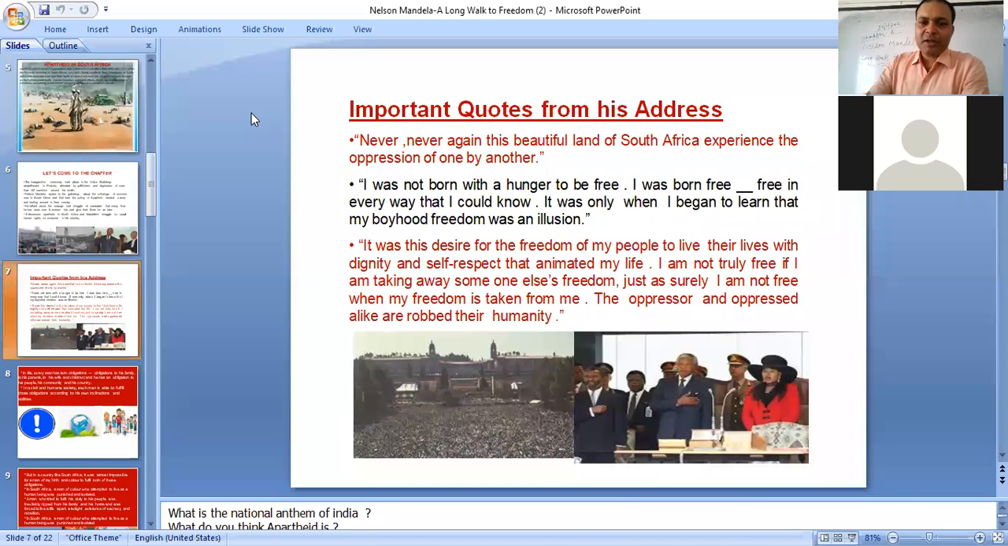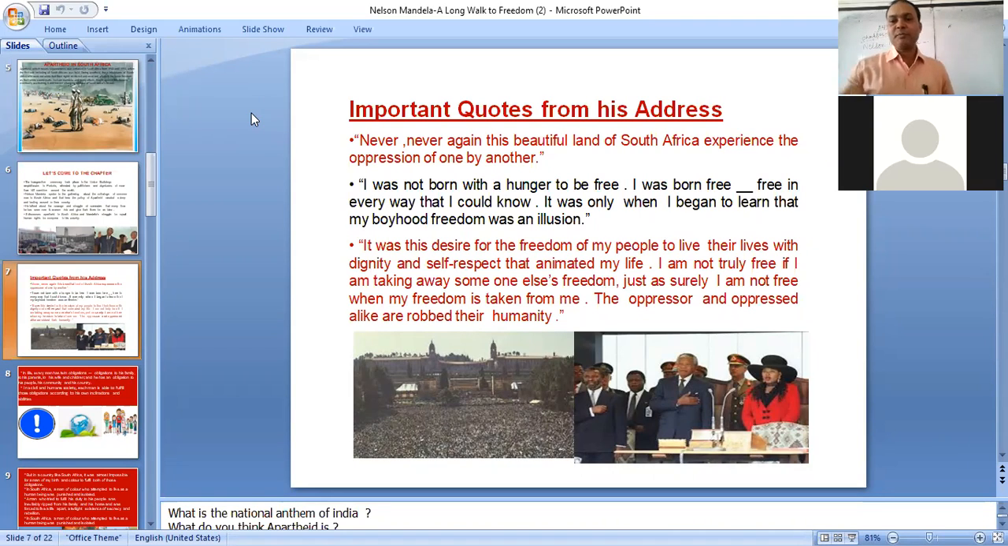It was his extreme and intense desire, this desire for the freedom of my people to live their lives with dignity and self-respect, that animated my life. That animated the life of Nelson Mandela. I am not truly free if I am taking away someone else's freedom. Just as surely, I am not free when my freedom is taken from me. When my freedom is taken from me, I am not free in the real sense.